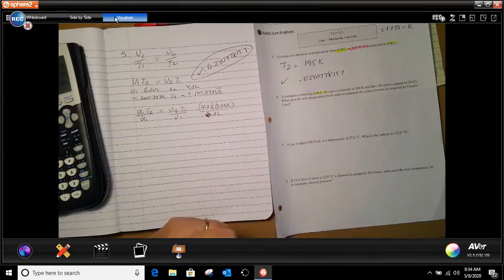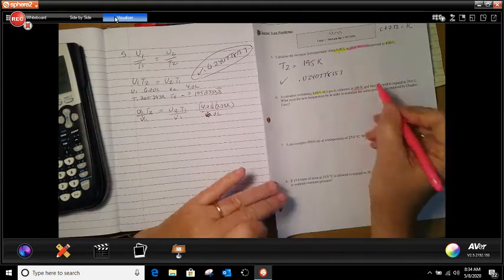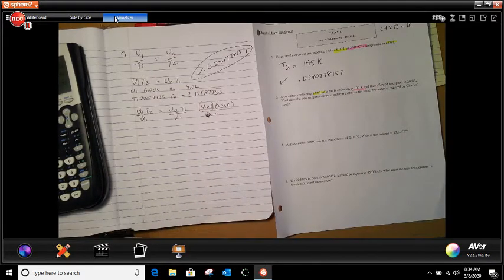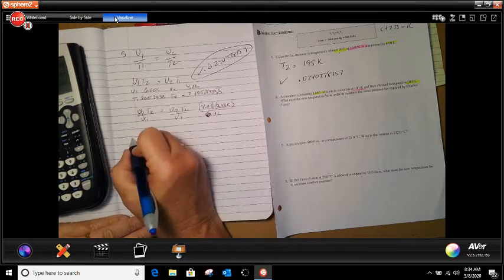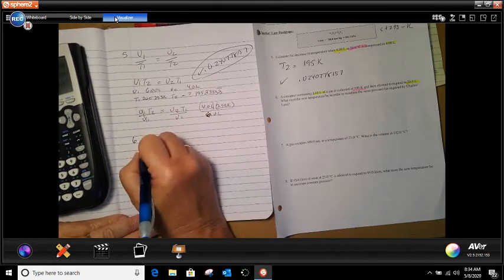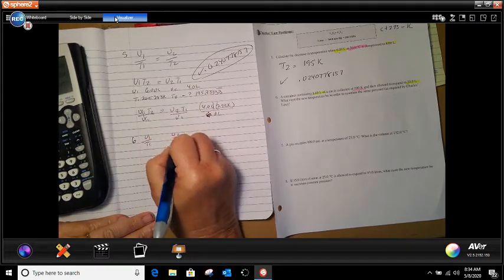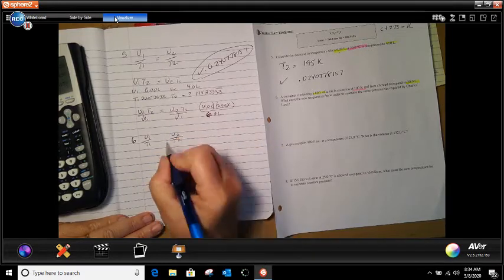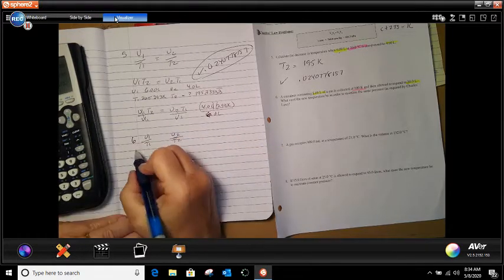Okay, so then the next one says a container contains 5 liters of gas. It's collected at 100 degrees Kelvin, and then it is allowed to expand to 20 liters. What is the new temperature? And as required in the gas law. So for number 6, V1 T1, V2 T2, right? We're going to go and do our variables.